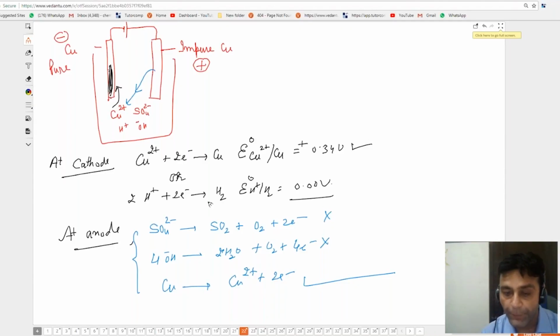Right. So copper comes out of the impure copper and gets deposited on the pure copper. From the impure copper, copper will come out and get deposited on the pure copper. The impurity will be left over here and settles down. We call it the anode mud.